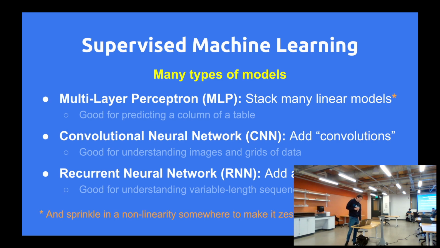Oh yeah, here's the little asterisk that I forgot to mention before. When you stack your linear models together, if you just have linear and then linear and then linear, it ends up actually just being linear. You don't get any more complication. You have to sprinkle in what's called a non-linearity that basically adds some zest. But we're not too worried about that today.